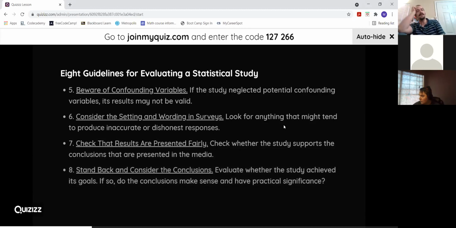The last thing that we want to look at is stand back and consider the conclusions. So evaluate whether the study achieved its goal. If so, do the conclusions make sense and have practical significance? So what is being concluded by the study? Any questions about these 8 criteria?